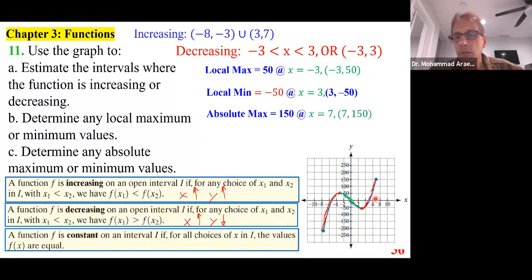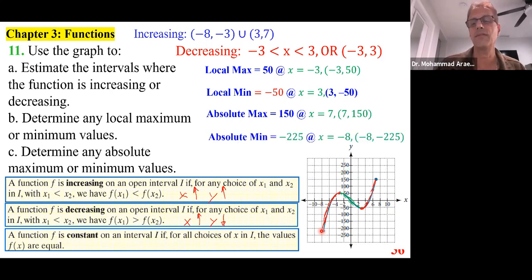The absolute min is here, appears to be maybe between 200 and 250, so negative 225, and occurs at about negative 8. So this is a rough estimate: equals negative 225 at x equals negative 8. It is up to you. If you read it slightly differently, it's not that big of a deal.